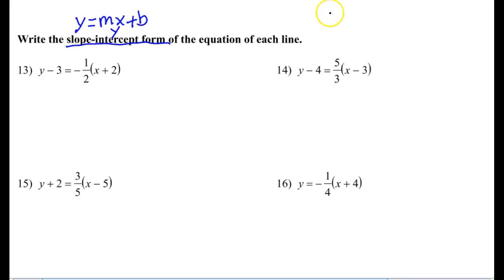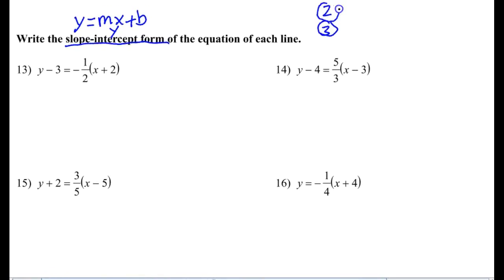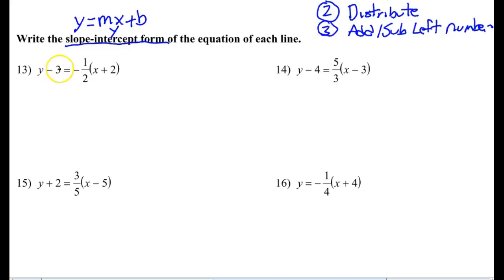So this is the step 2 and step 3 that you're practicing here. Right? So distribute with step 2. Okay? And then our numbers on the left. If it was -3, we added 3. If it was +2, we subtracted 2. Now it's that. And you may or may not need a calculator to help you with fractions.